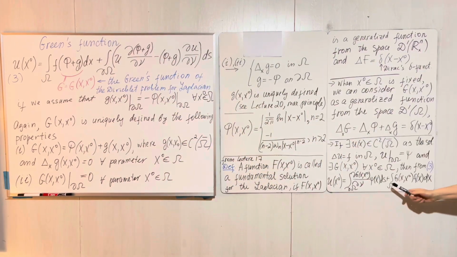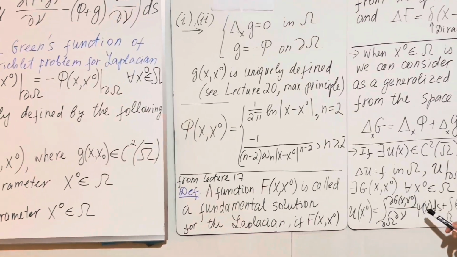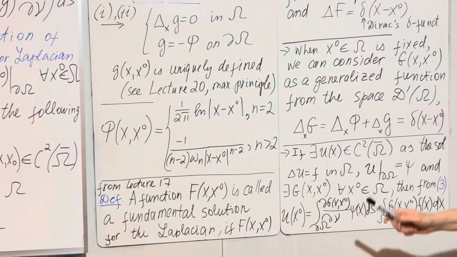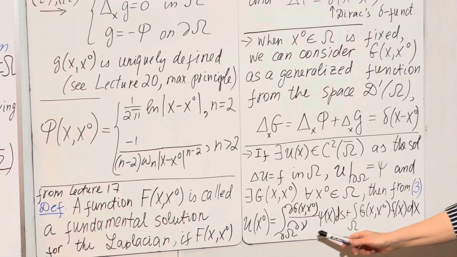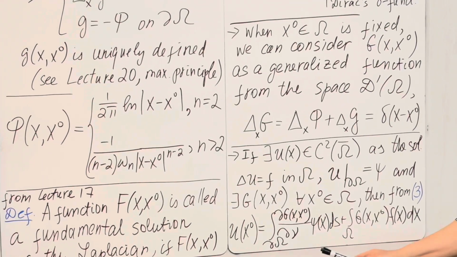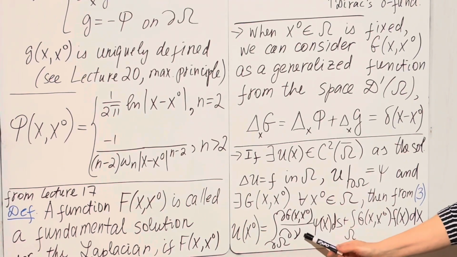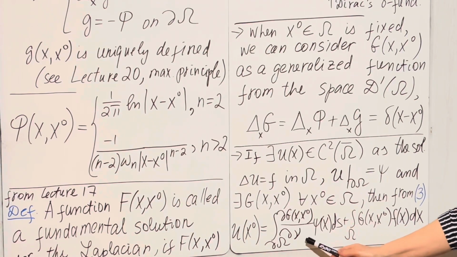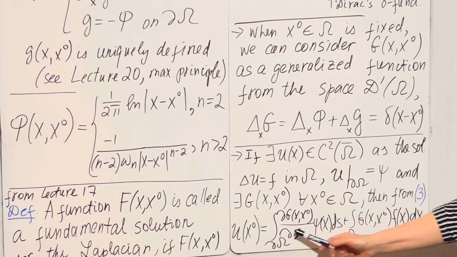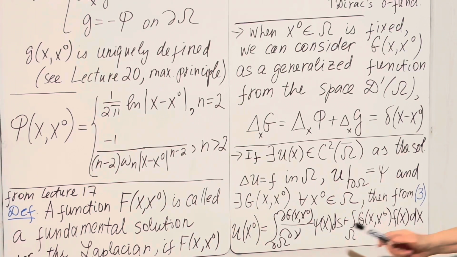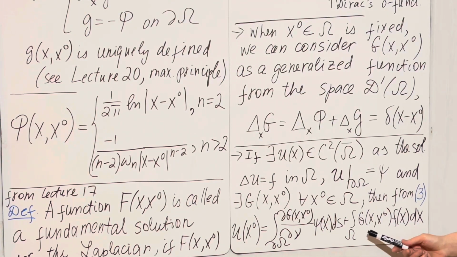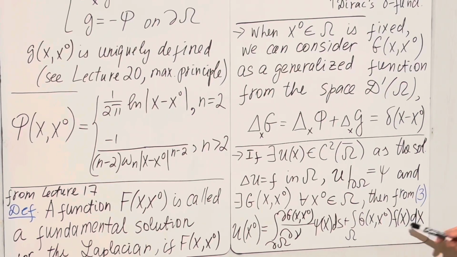And finally, from the second integral we will have just this term, d phi plus g derivative in the normal direction times u, but u on the boundary equals psi. And then we will just copy the first term. In the first term, we have function g and function f.